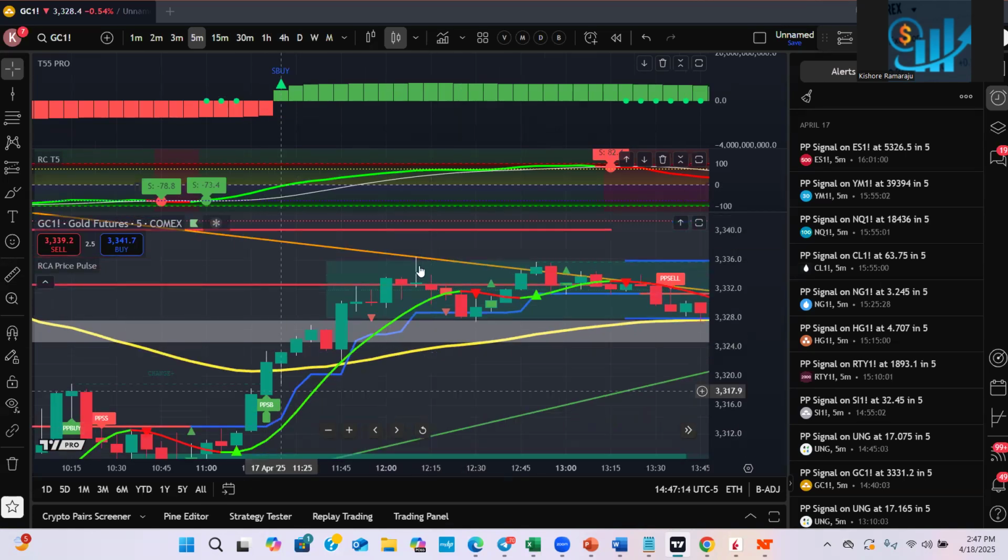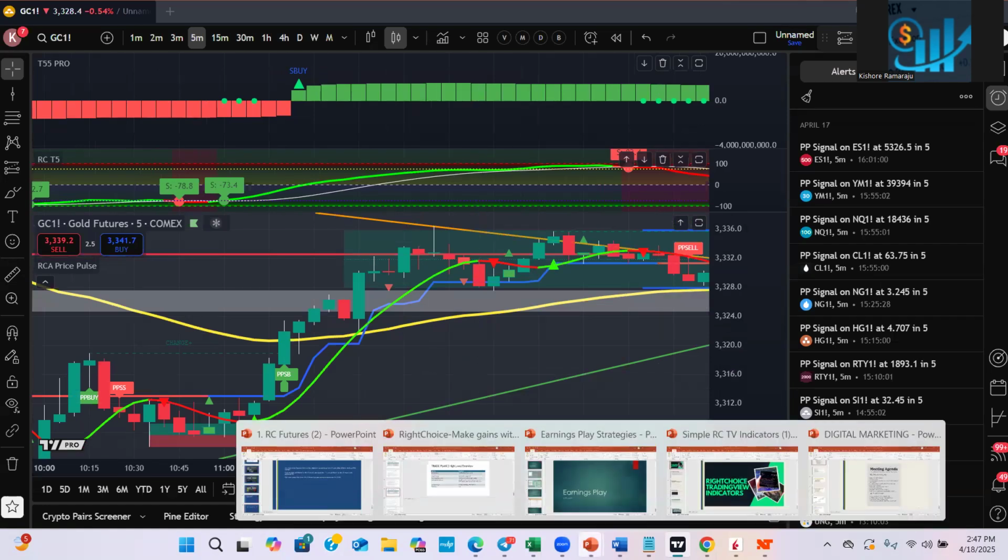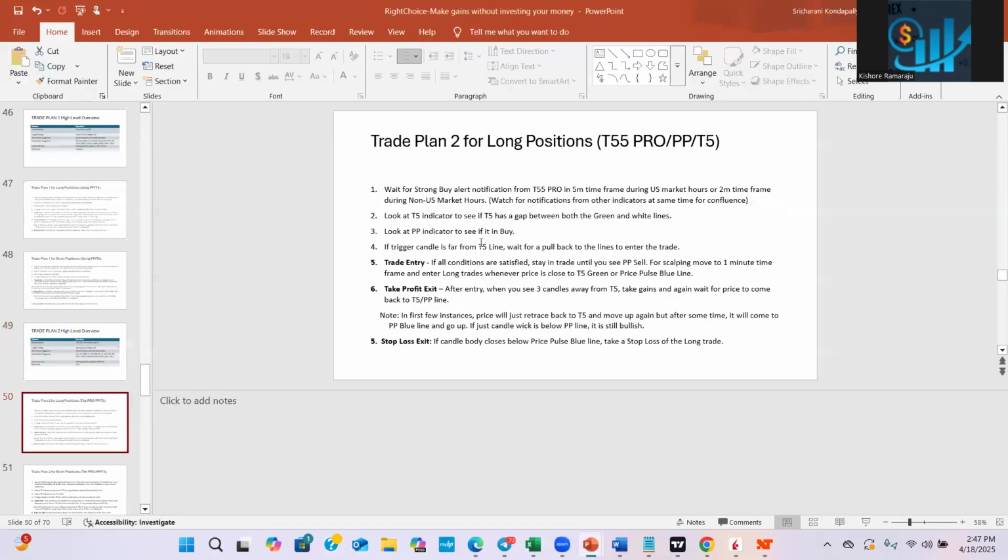Again, where you want to use it is up to you. You can use it in a personal account, you can use it in a prop firm account. But all we are doing is following a strategy, following a trade plan. Whenever you get a strong buy alert notification from T55 Pro in 5 minutes, look at the T5 indicator to see if T5 has a gap between the green and white lines. Look at the PP indicator to see if it is in buy or strong buy. If the candle is very far, wait for a pullback. If not, you can enter. Again, if you want, you can go to 1 minute and do scalping, or you just wait. Make $400-500 in one trade, you close the trade.